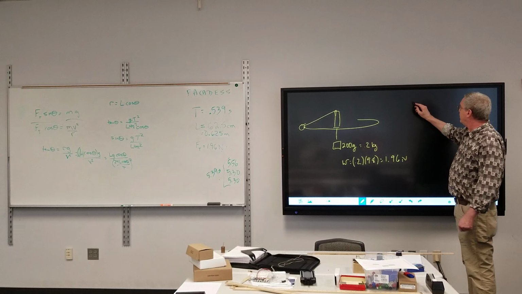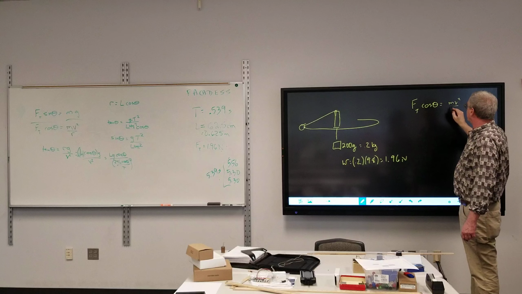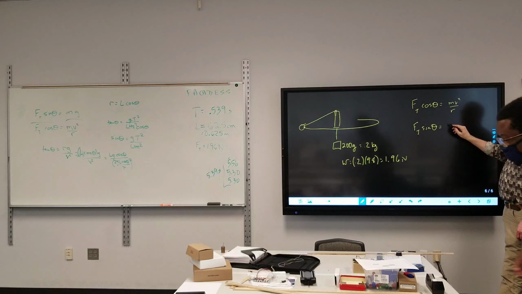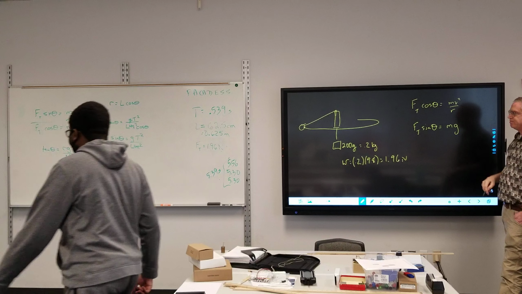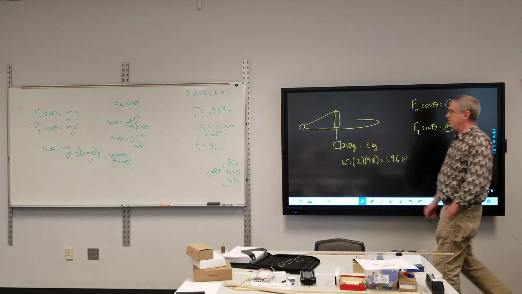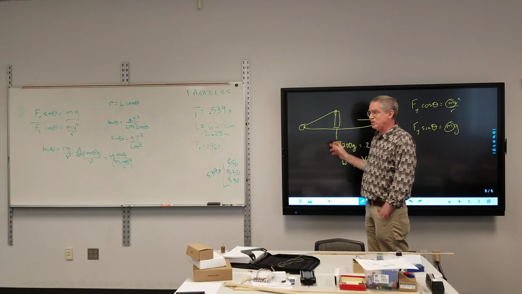If you recall, we had F_T cosine theta equal to mv squared over r, and F_T sine theta equal to little mg. So we're trying to find this mass here. Right. So you're saying that the weight of the hanging mass is 1.96 newtons, but the tension on the mass that we're trying to find is also 1.96. Okay. I'm making the assumption that our string is close enough to ideal that the tension at each end is the same.